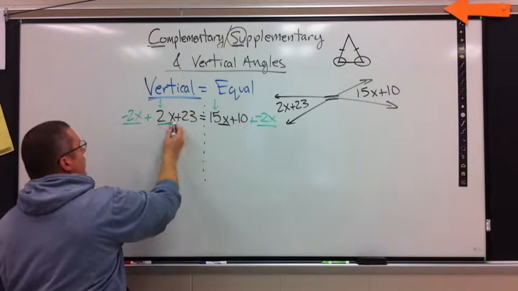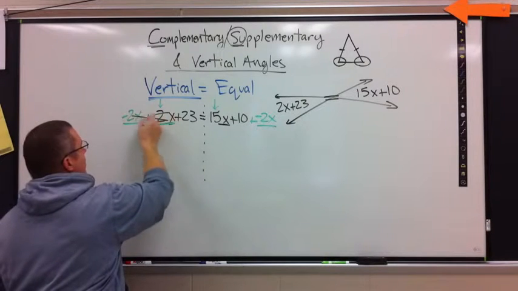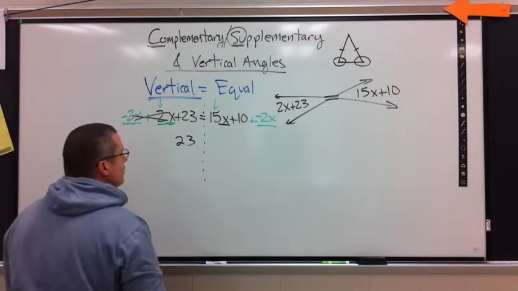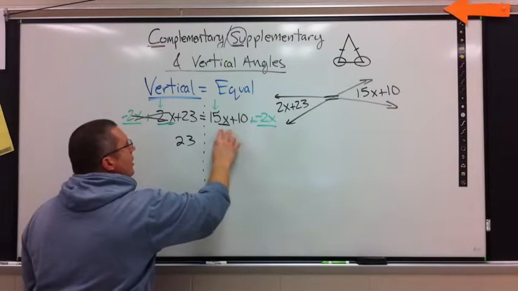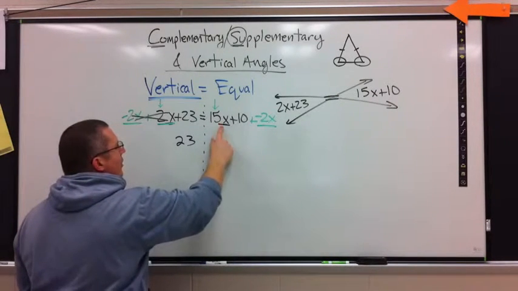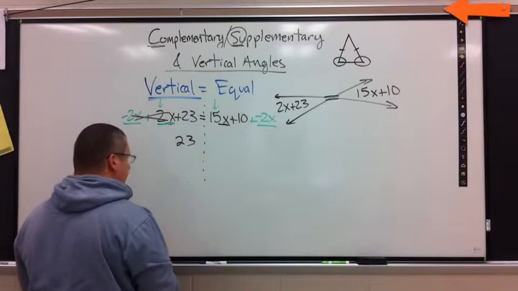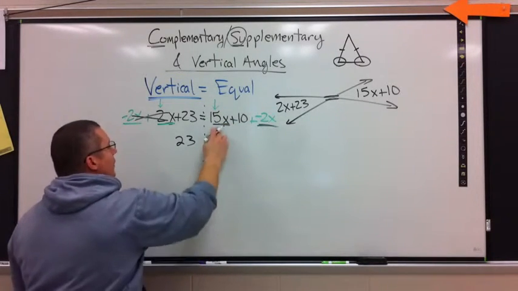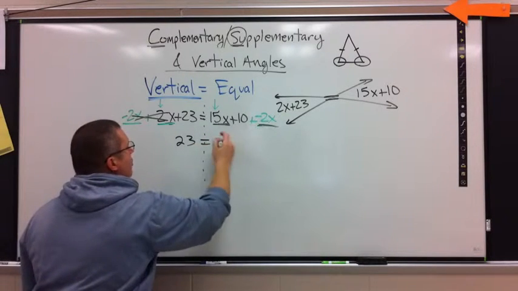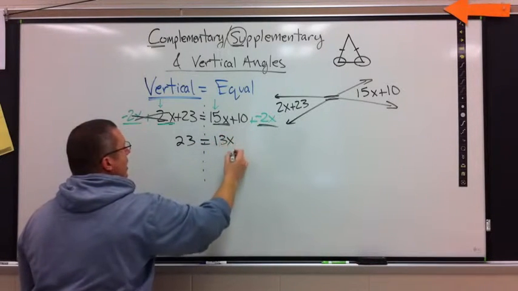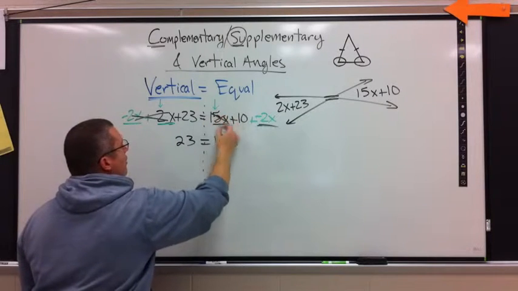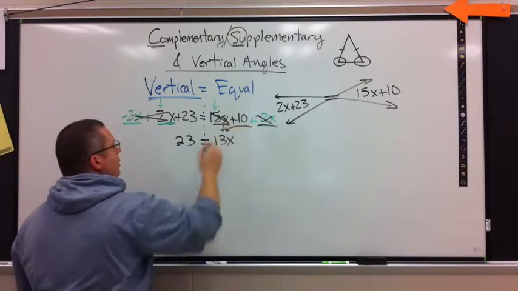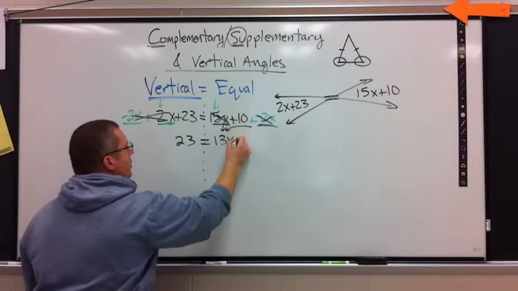Let's combine. 2x plus negative 2x is 0. I'm left with a 23 on this side. On this side, which of the 3 items can I put together? 15x, 10, negative 2x. That's right, it's the 15x and the negative 2x. 15 plus negative 2 is 13x. That crosses off, because they joined in to form 13x. What I'm still left with is a plus 10.